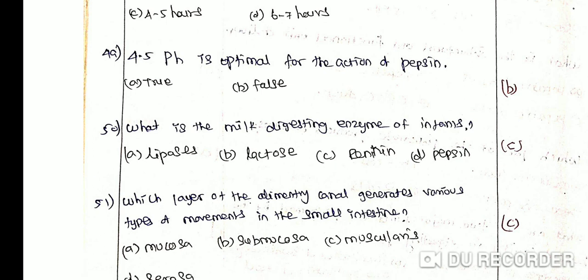What is the milk digesting enzyme of infants? Option A lipase, option B lactase, option C renin, option D pepsin. The correct answer is option C renin. Renin is a proteolytic enzyme found in the gastric juice of infants, which helps in the digestion of milk proteins. Small amounts of lipase are also secreted by gastric glands.